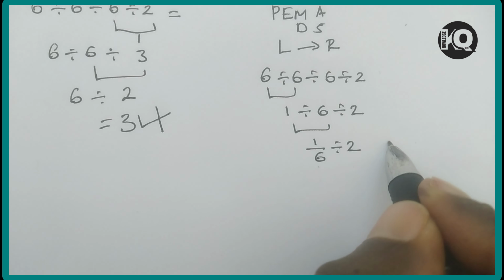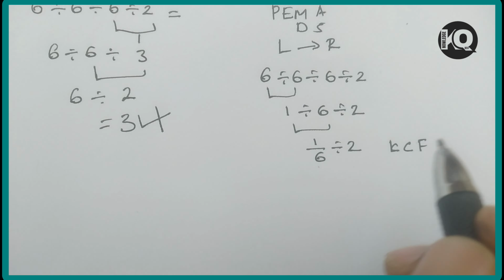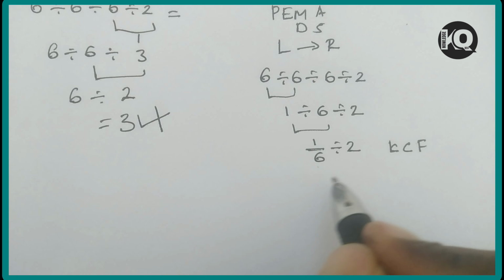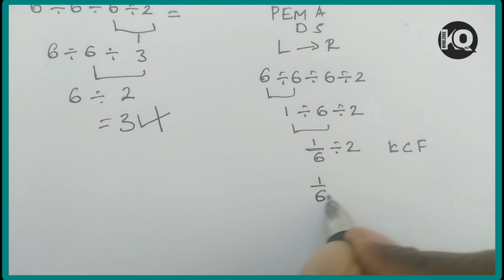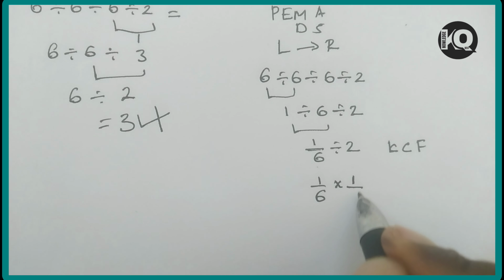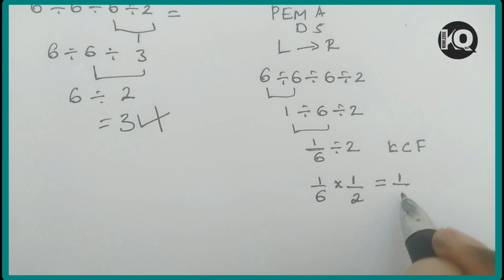So according to the KCF principle or rule, we can simplify this one. So keep the first fraction 1 over 6, and change this division to multiplication, and flip this one: 1 over 2, which is 1 over 12. That is the right answer.